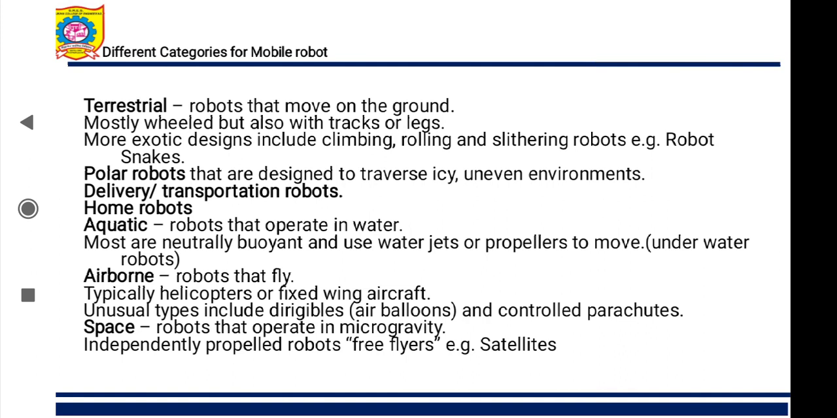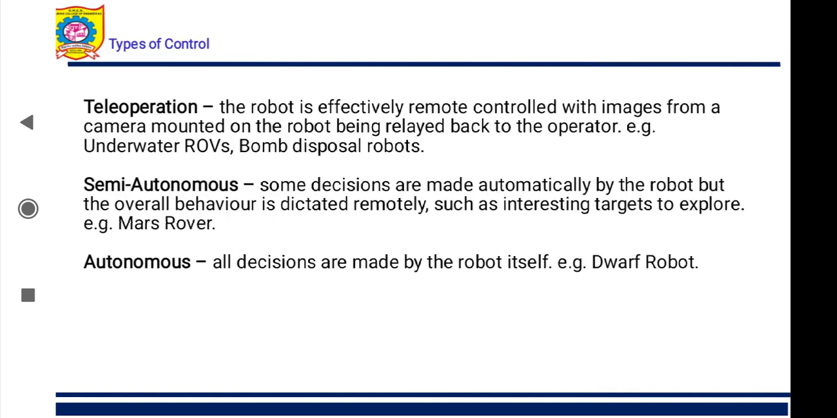So the one which remained was space robots, which we didn't talk about previously. So there are space robots also. They operate in microgravity. Okay, independently propelled robots are called free flyers. They are used in space, satellites and all.